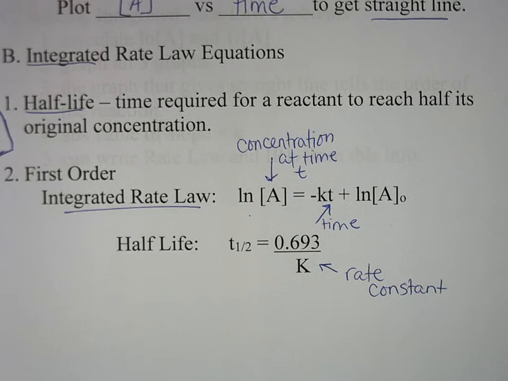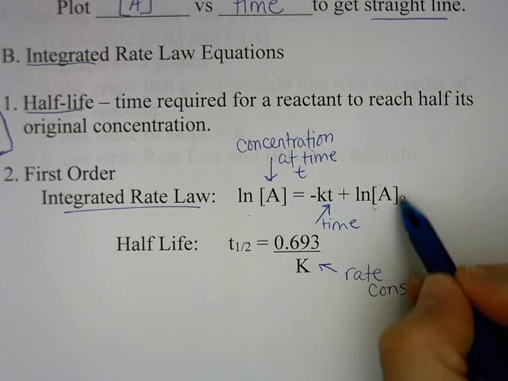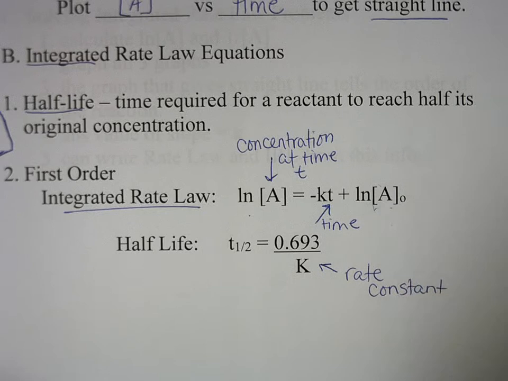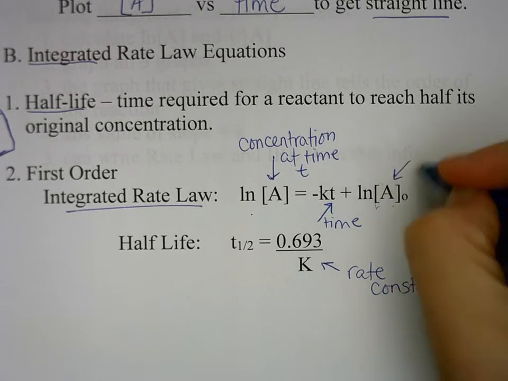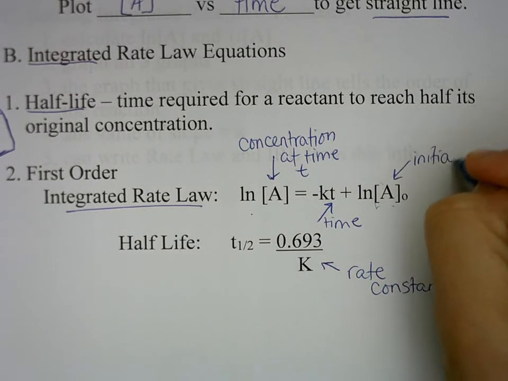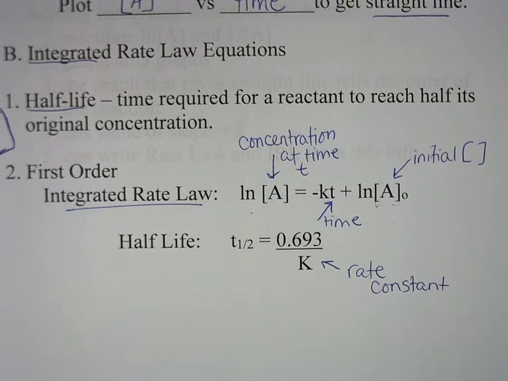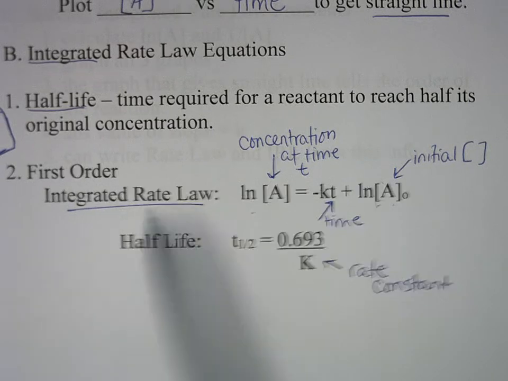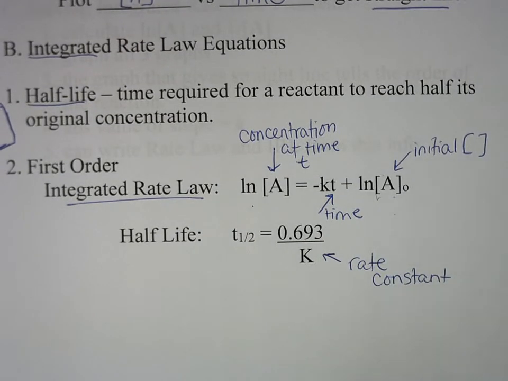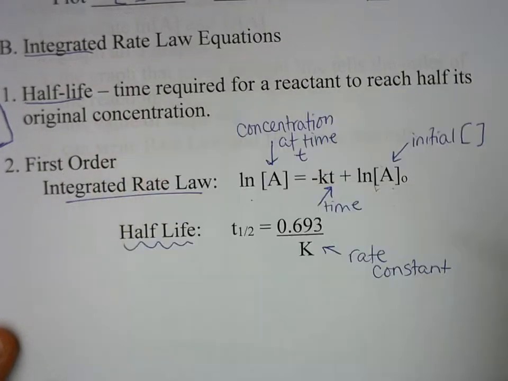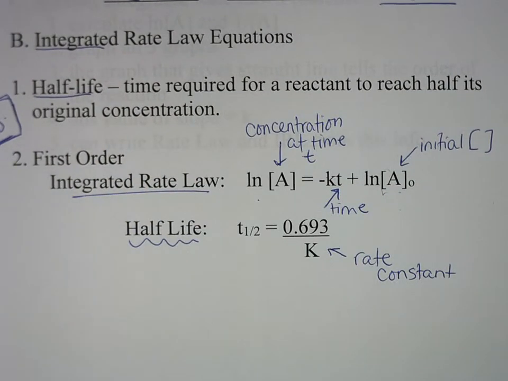And then this little A over here with the 0 next to it represents the initial concentration of A. So how much A did you start with? That's what gets plugged in there. Now, in addition to the rate law equations for first order, second order, and all that, for the integrated rate law, there are half-life equations that go along with that. First of all, you have to know what the half-life is.